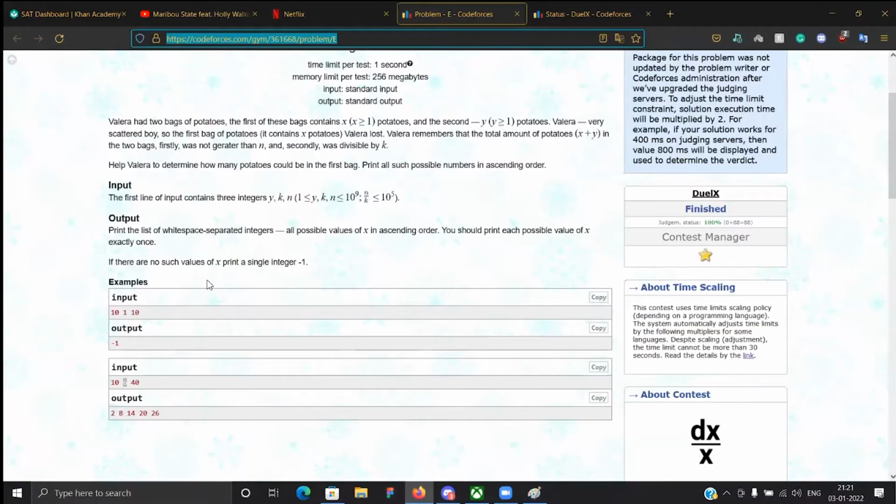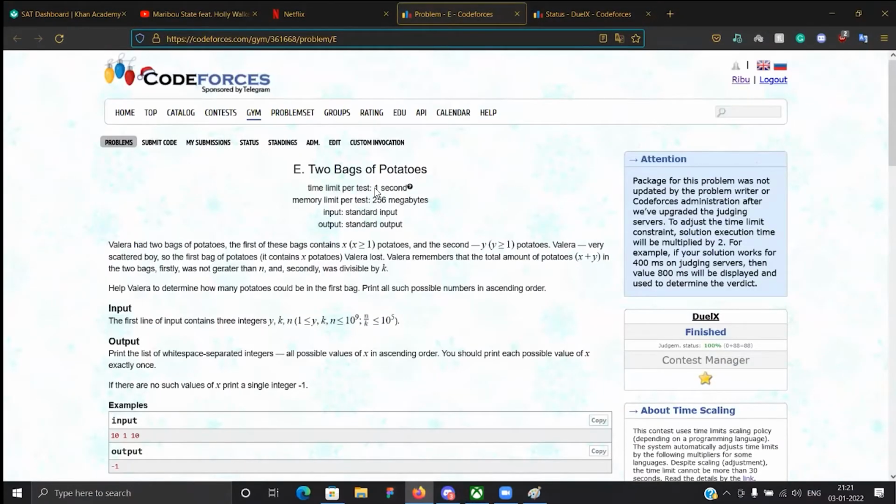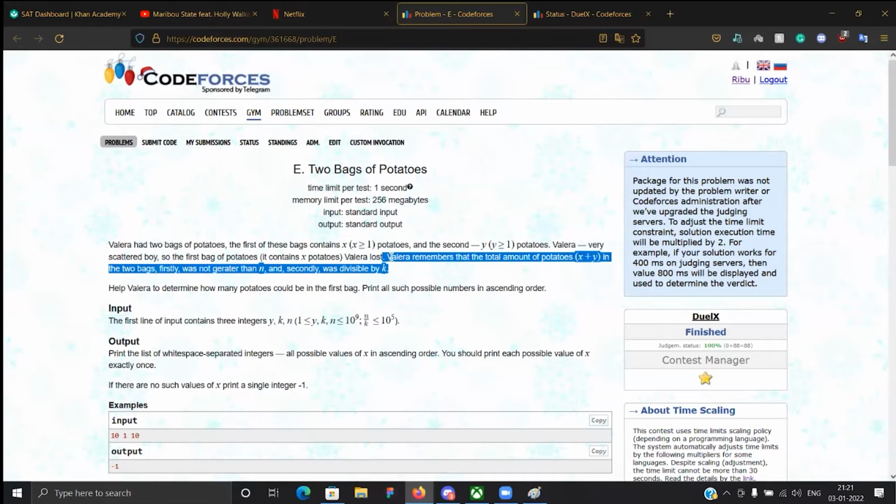I want you guys to solve it. I'm not going to give you the solution. Just try to solve it, because this is a very easy problem. Technically, all you have to do is find the first number divisible by k and then just keep on adding until it is more than n. So this is the constraint.